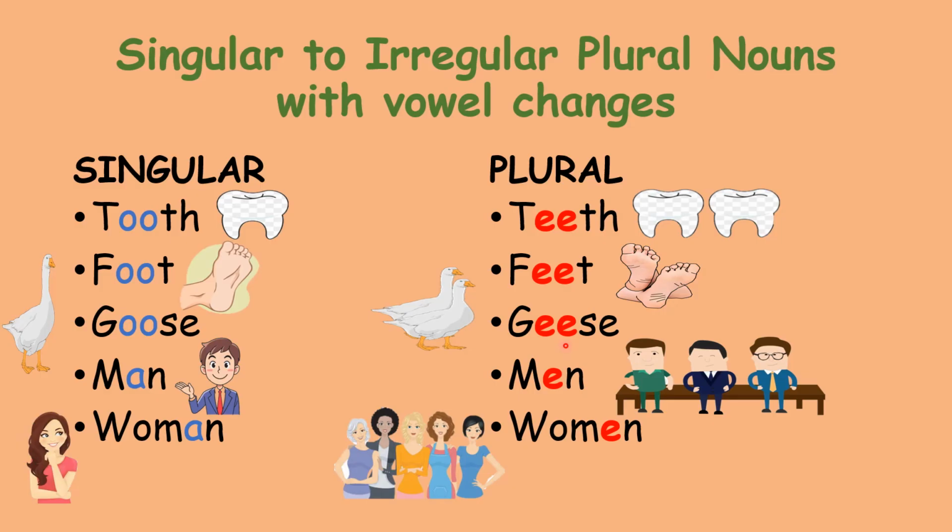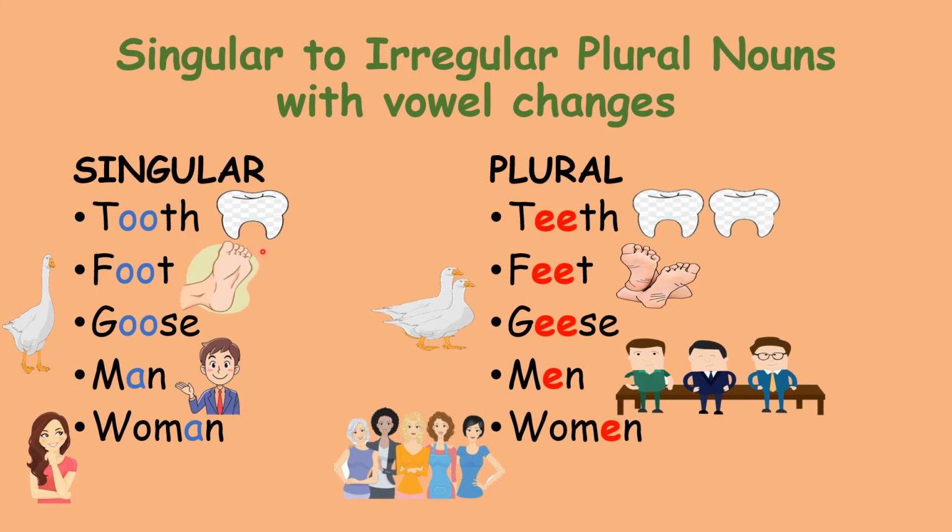Now, another example is the word man. M-A-N, man is singular, only one man. If it is plural, the spelling will change to M-E-N, men. The vowel A for singular will be changed to vowel E for plural, but the pronunciation is still the same. All right, and the last example that we have here is woman.